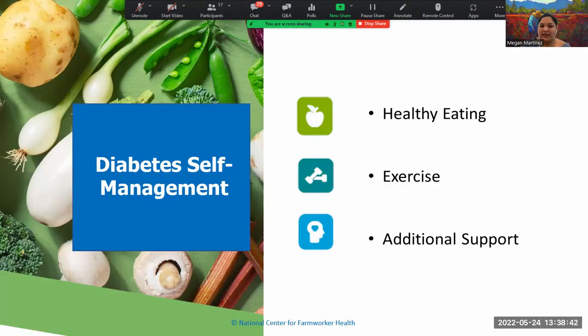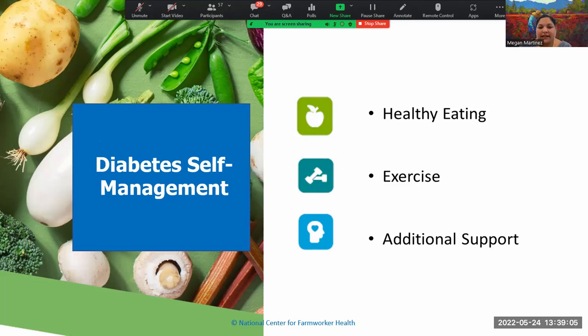So definitely take a look at that and share with your patients. And then the next couple of sections here include healthy eating and a diabetes self-management section. Within that, you'll find all kinds of infographics, flyers, and handouts, again, on healthy eating, on exercising, and additional support.